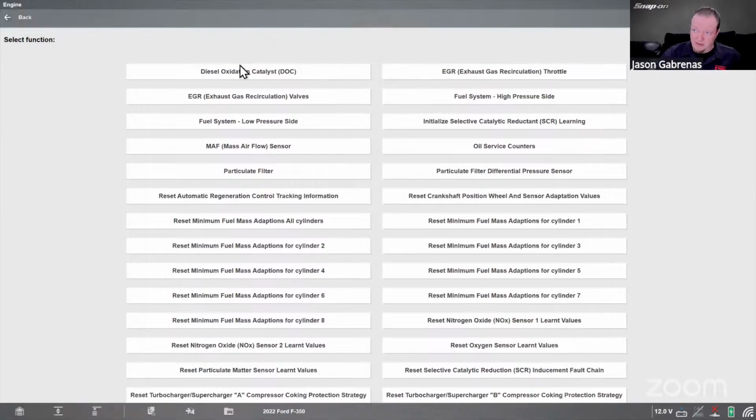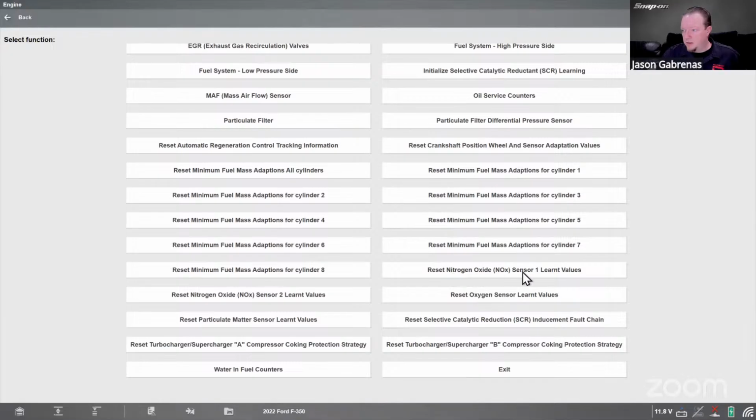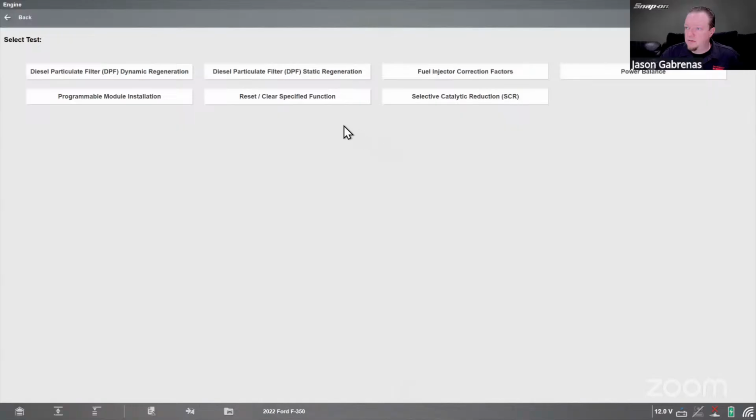So resetting values on the diesel oxidation catalyst, EGR valves, that's the throttle, that's the valves. Let's see, initialize SCR learning, particulate filter DPF sensor, NOx sensor, oxygen sensor, particulate matter sensor, SCR, turbocharger as well, A and B. So a couple different things you can do there. And then we have a dynamic or a static regen that you can do with it as well.